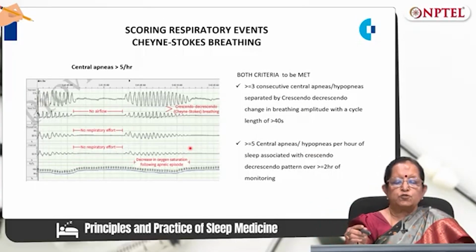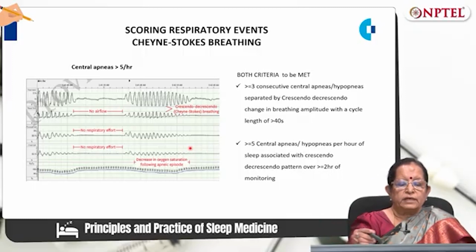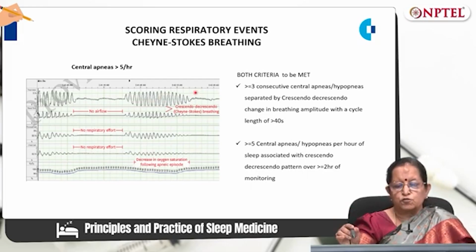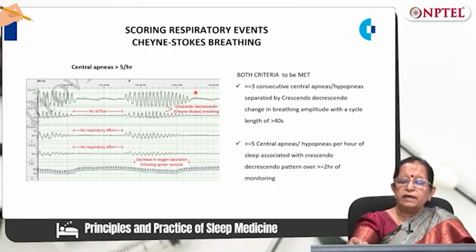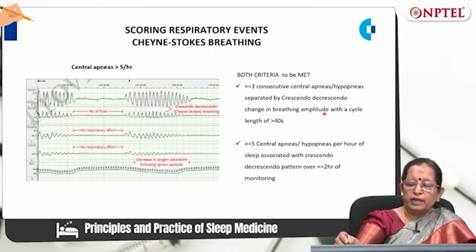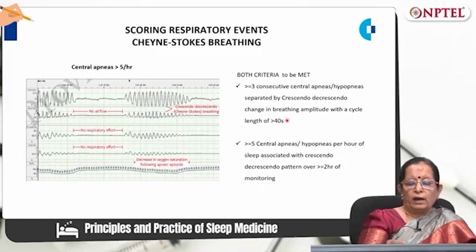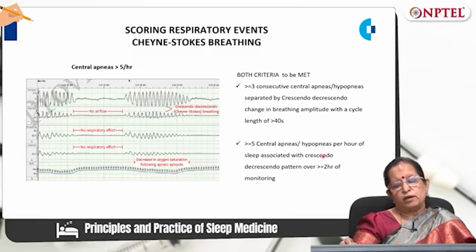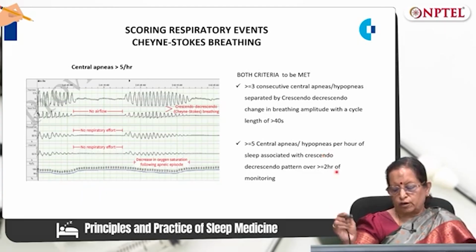Then one more thing is Cheyne-Stokes breathing in central apnea. See, these are the Cheyne-Stokes breathing. So, what are the criteria to say that it is Cheyne-Stokes breathing? You will have to have more than 3 consecutive central apneas or hypopneas separated by a crescendo-decrescendo change in breathing amplitude with a cycle length of more than 40 seconds. Another criterion is more than 5 central apneas or hypopneas per hour of sleep associated with a crescendo-decrescendo pattern. This should be over 2 hours of monitoring. That is important.